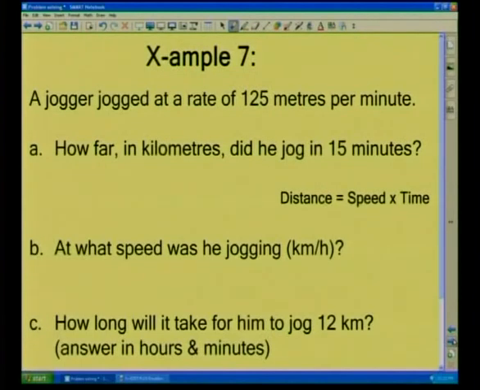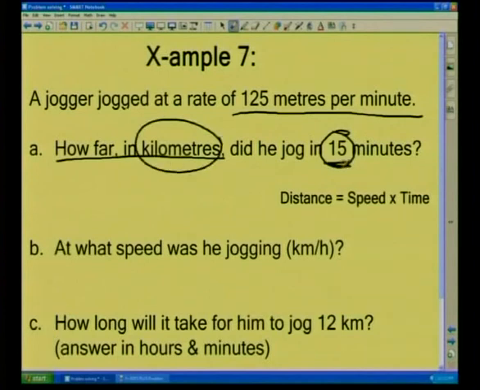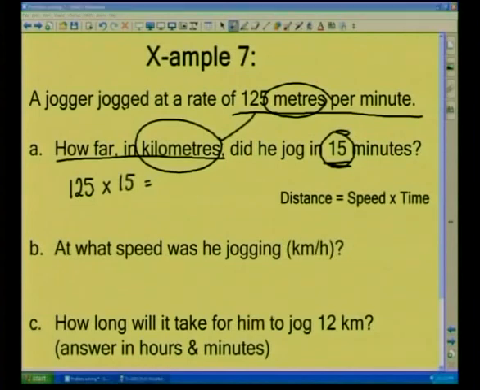Example 7. A jogger jogged at a rate of 125 meters per minute. How far in kilometers would he jog in 15 minutes? So if I want my answer in kilometers, I first have to find out how far he will be in 15 minutes, and then I need to change that from meters to kilometers. So if he's traveling 125 meters in 1 minute, I'm going to just times that by 15 to get how much he would get in 15 minutes.